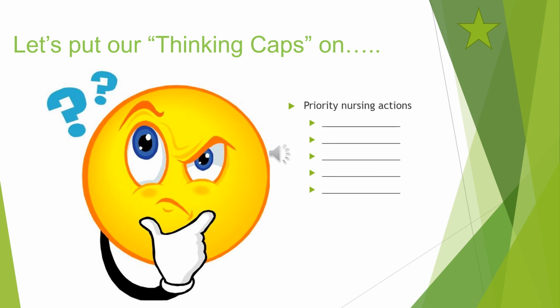And number 5, providing nutrition. Not only oral nutrition, but some of these patients may need special IV fluids. They may need TPN fluids, and some of our patients may even have tube feedings. So I want you to be thinking about how you would care for the patient and these particular things to provide excellent nursing care.